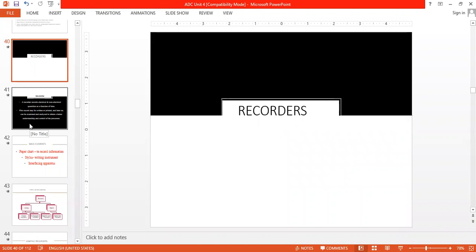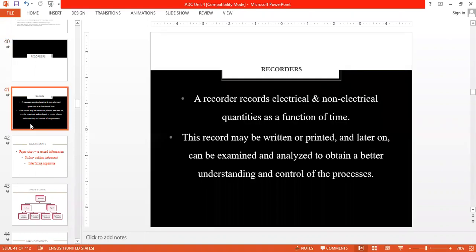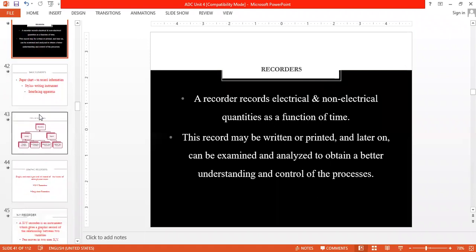Analog devices and circuits, unit number 4, measurement devices. That is one of the circuits: recorders. So in this chapter, we are going to see about the recorders.